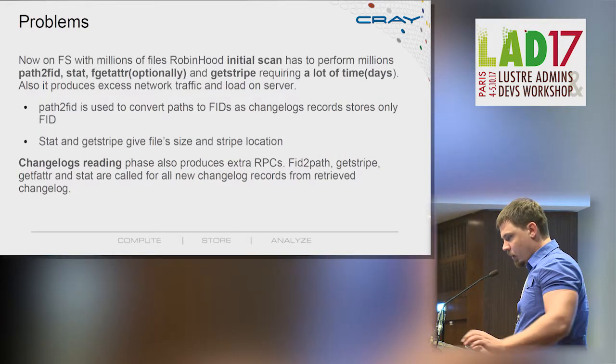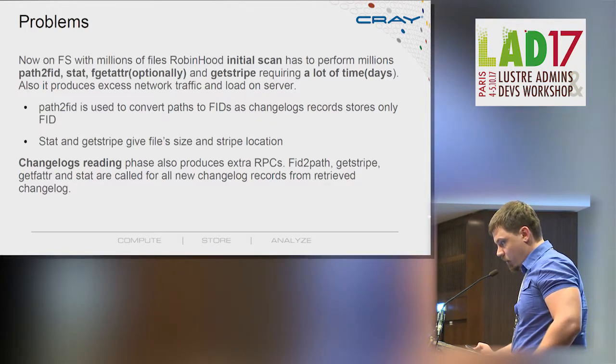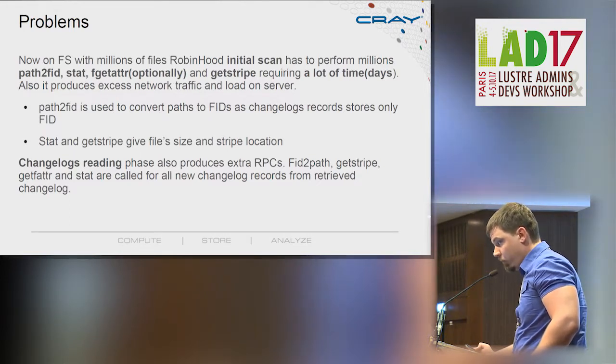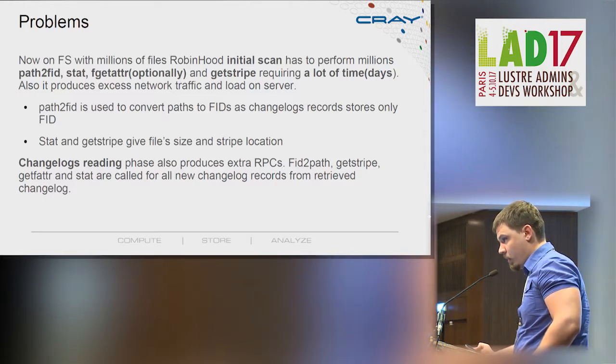So now on a FS with millions of files, Robinhood initial scan has to perform millions of path2fid, stat, fgetxattr, and getstripe operations, requiring a lot of time, days or even weeks, depending on the size of the file system and the number of files. It executes requests sequentially, one by one, producing excess network traffic and load on the server.